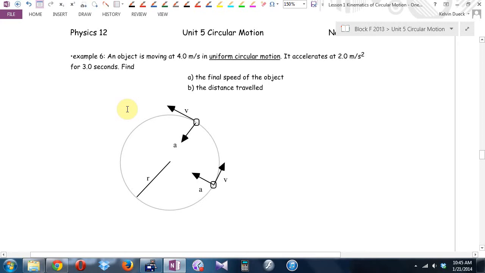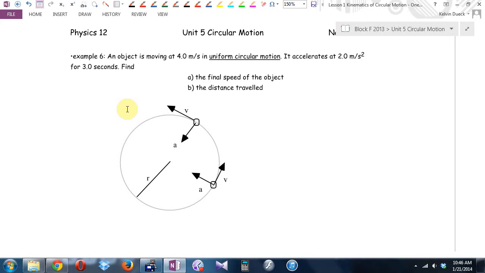Example 6. An object is moving at 4 meters per second in uniform circular motion. It accelerates at 2 meters per second squared for 3 seconds. Find A, the final speed of the object. This is a trick question, Callum. What phrase did I underline?